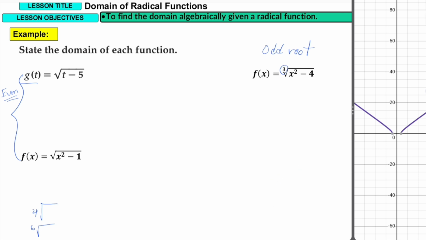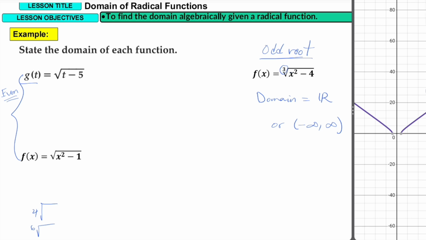So the even root has a rule and the odd root has a rule for its domain. I will start with the odd roots because it's very simple. The odd root's domain is all real numbers. So the domain is equal to R, the set of all real numbers, or negative infinity to positive infinity. For any odd root, I can have positive or negative under the root. That's no problem at all, as long as it is an odd root.